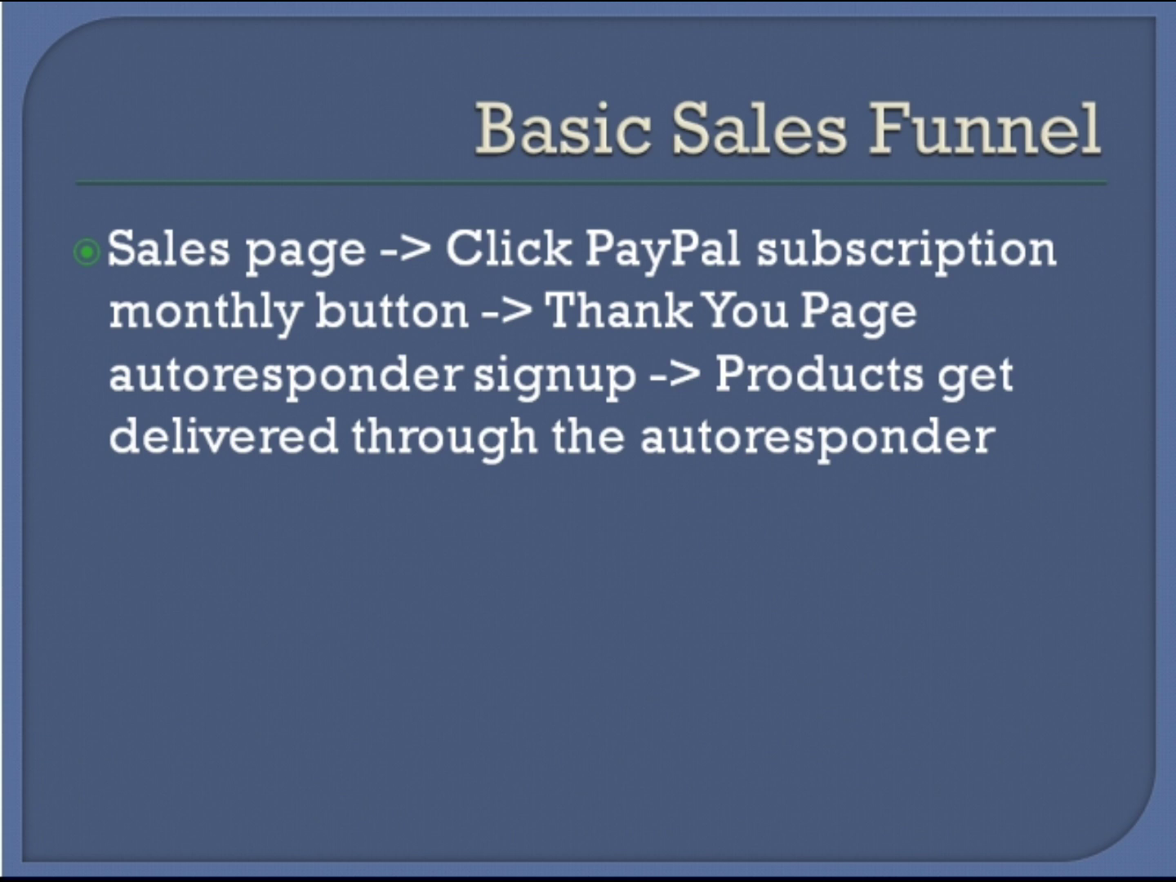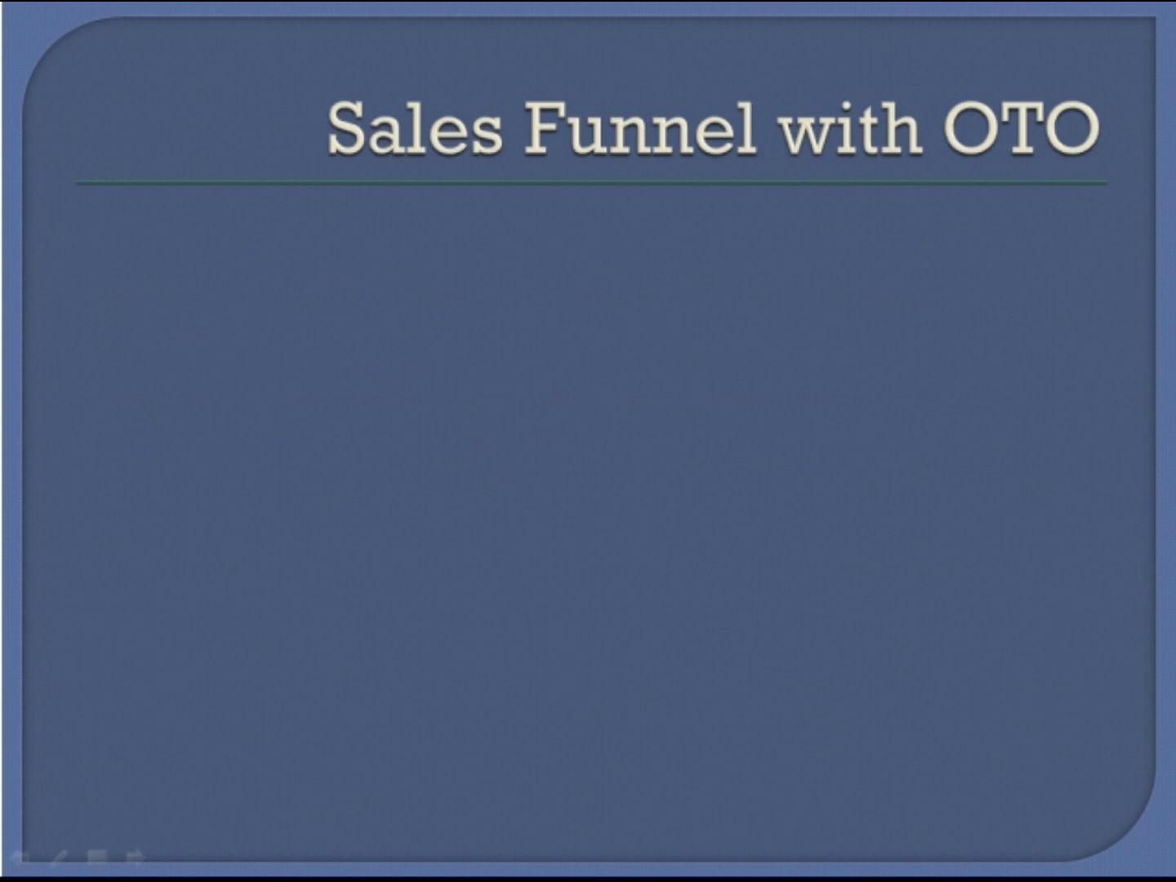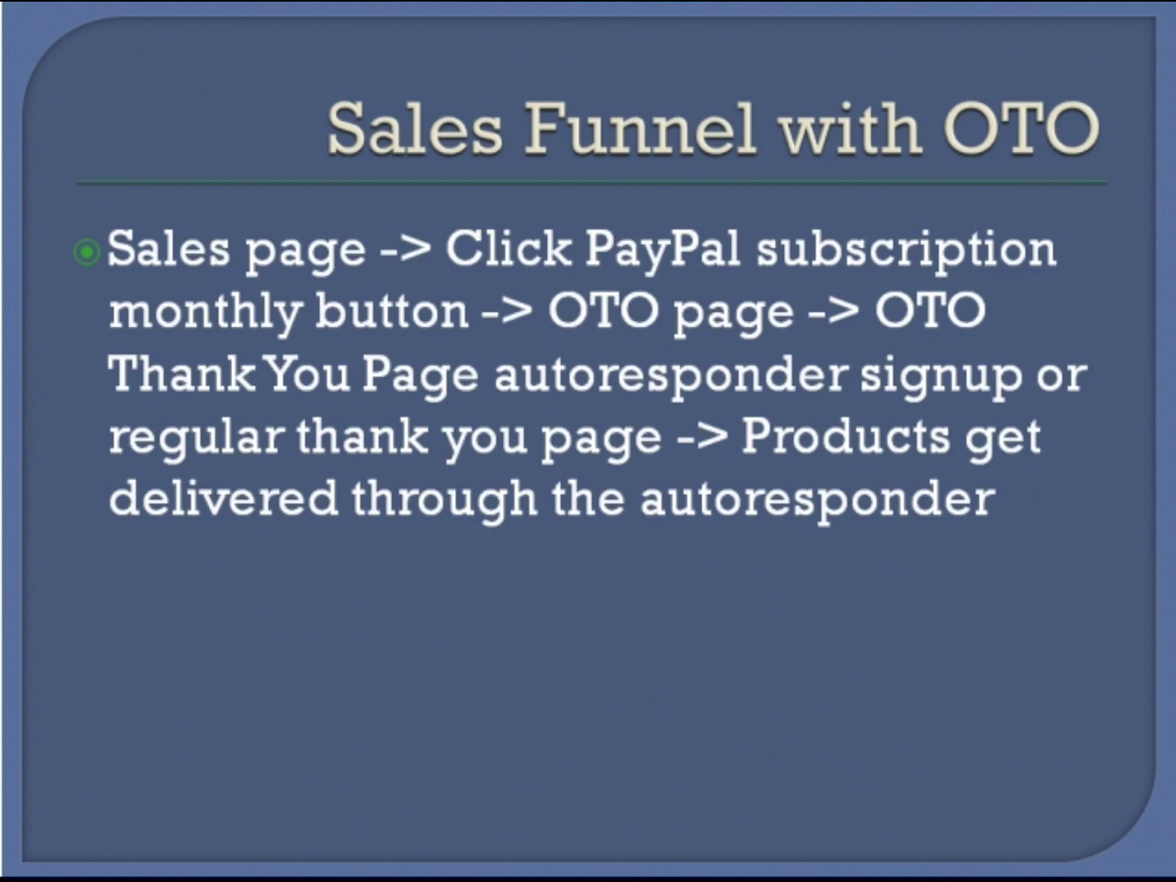Now, if you were to get a little more complicated and add a sales funnel with a one-time offer, it would look like this. You have a sales page, they click the PayPal button, and then after that, they see a one-time offer that says, hey, hold on, we've got a one-time offer here. If they purchase it, they get sent to the one-time offer thank you page with the autoresponder, or if they say no, they're sent to the regular thank you page. Then after that, the products get delivered through the autoresponder.